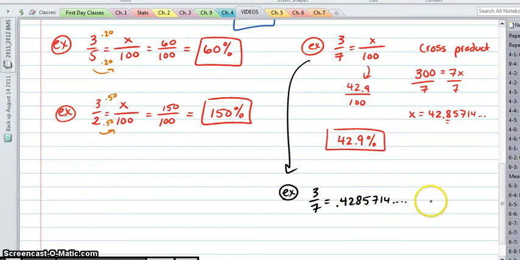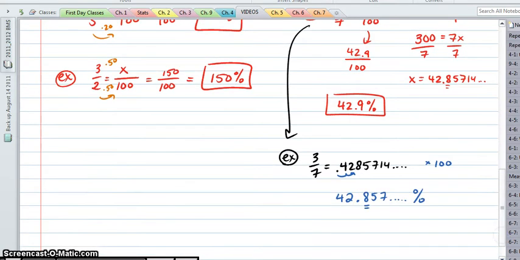When you take your decimal, the next step would be to multiply by 100. We do move that decimal twice. We will get 42.857..., and now we can round to the nearest tenth of a percent. So we can change that to 42.9%. Again, if you rounded too soon, you would have told me 40%, and that's not as accurate as 42.9%. So always round at the very end. Okay, so 2 examples there.